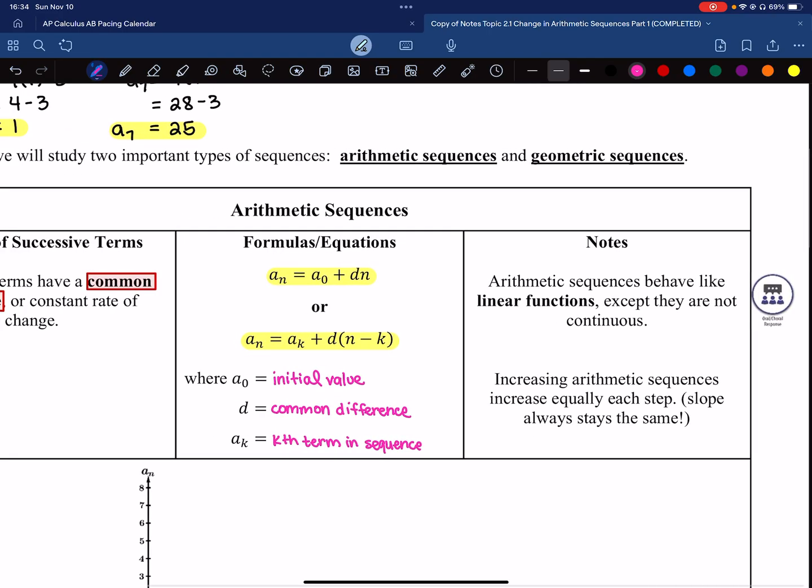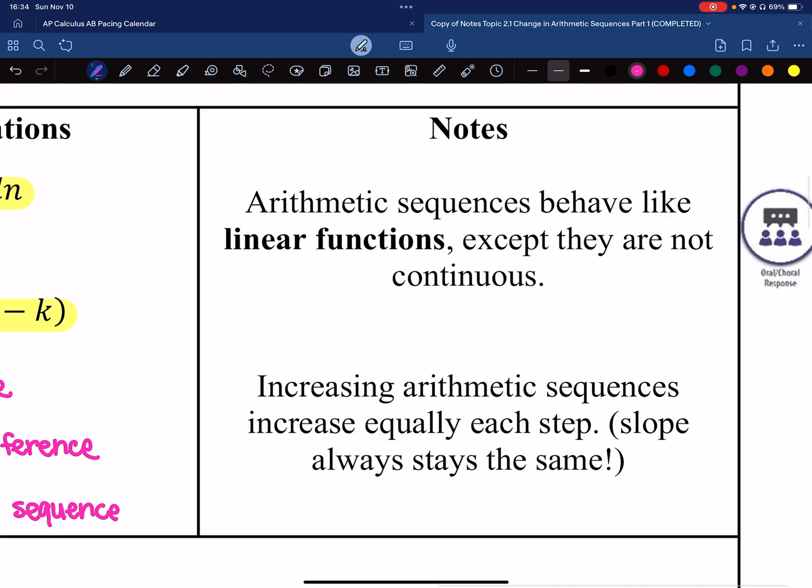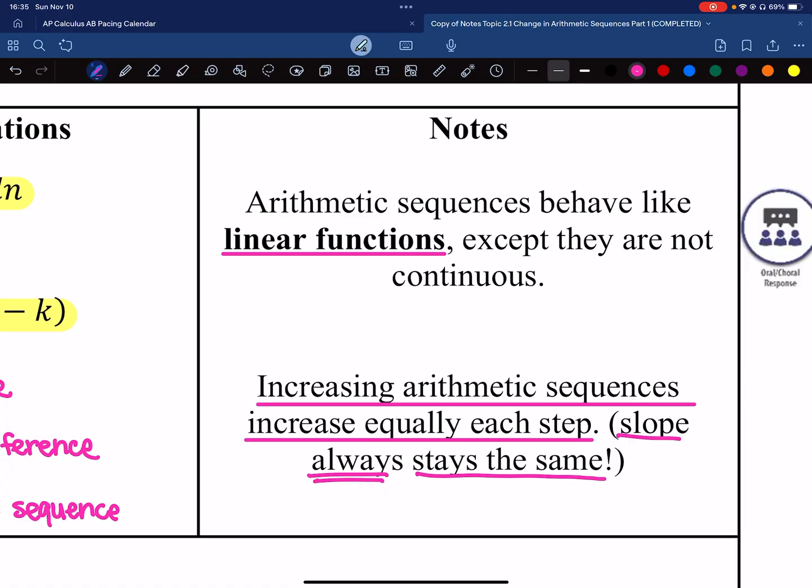Some other notes that we have is that arithmetic sequences behave like linear functions, except they are not continuous. They're not continuous because we're not connecting the points. That has to do with the input being whole numbers and the output being real numbers. Increasing arithmetic sequences increase equally each step. The slope always stays the same.